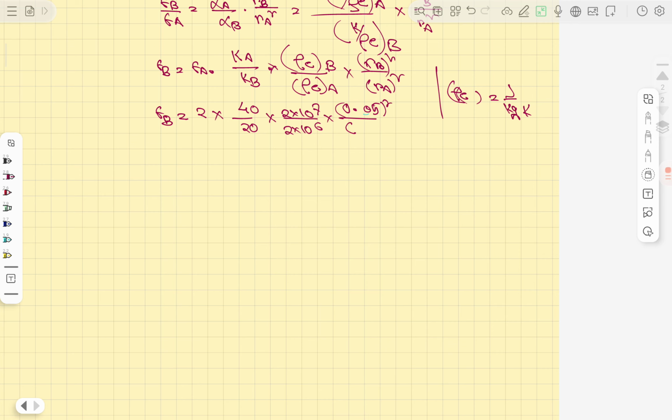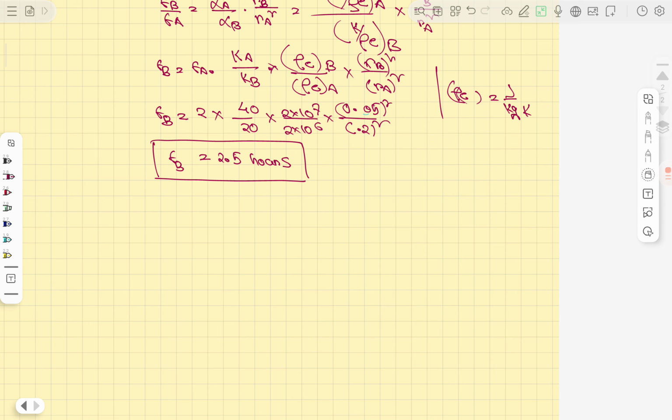Now just calculate: 2 into 40 by 20 into 2 into 10 raised to power 7 upon 2 into 10 raised to power 6, into 0.05 whole square upon 0.2 square. If you solve this, you will get TB equal to 2.5 hours. So this is the answer. See how beautifully they framed this question. This is the GATE 2016 question.